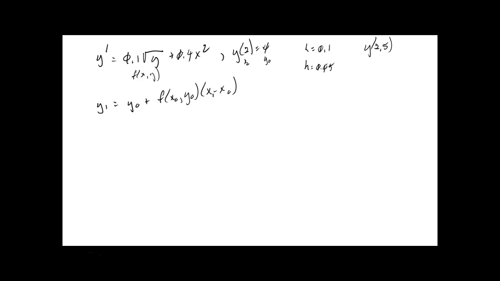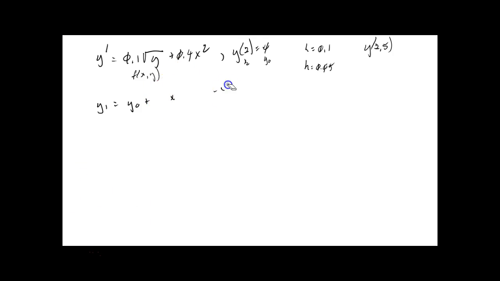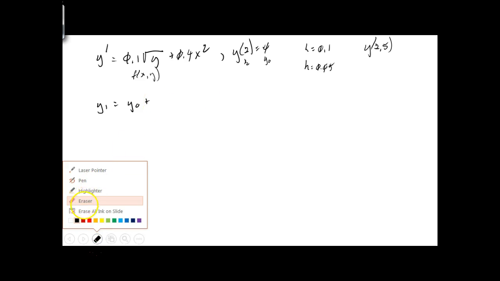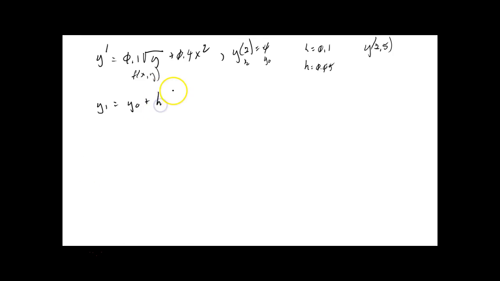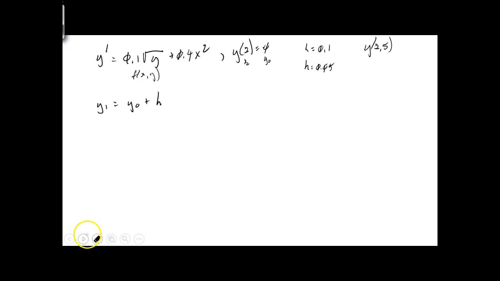Oh, I'm sorry, I'm doing the long way. The short way, the x minus x0 just came out h. So this is h times f of x0, y0.